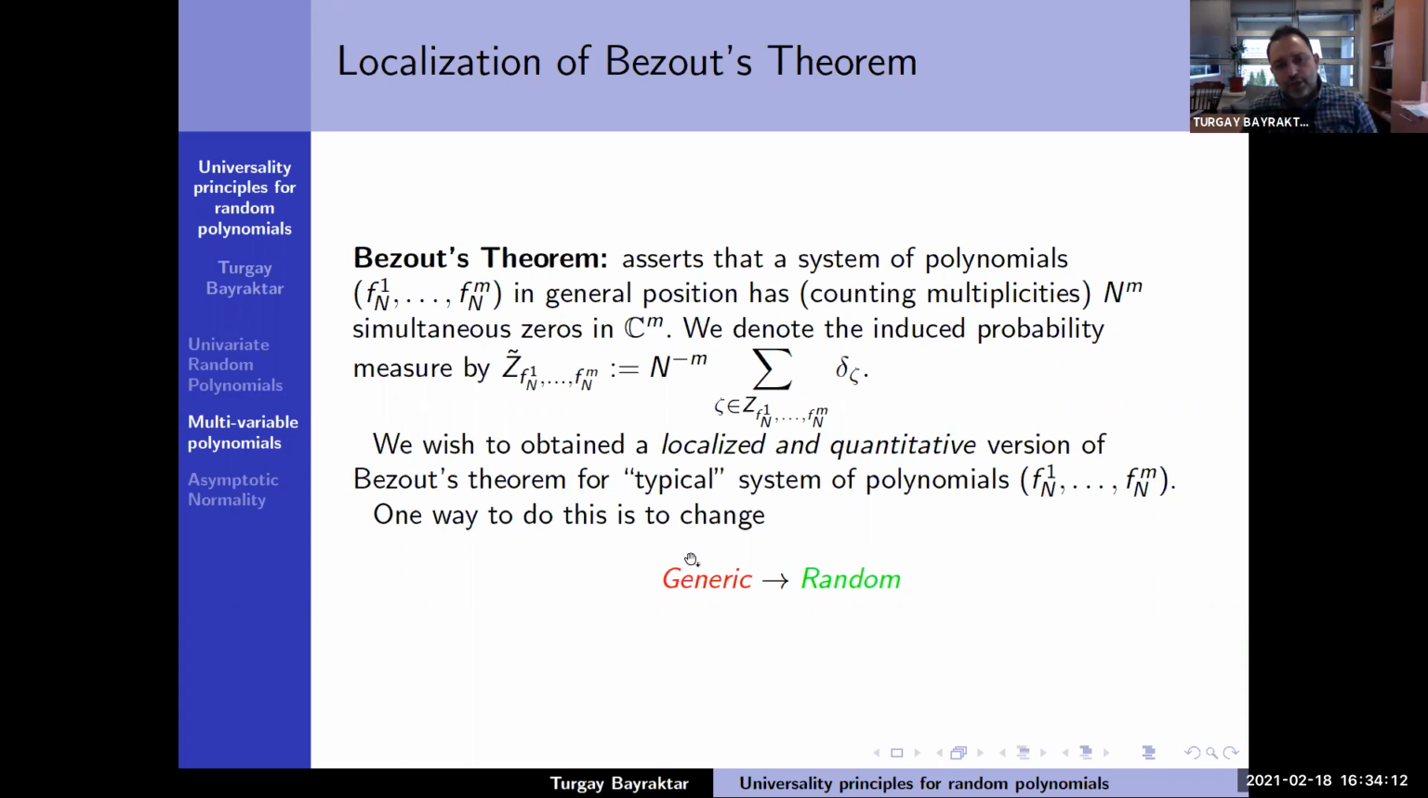But this generic is not like in Bézout's theorem, where it just meant general position. That means that the coefficients, if you think of them as vectors in C^(d_n), where d_n is the dimension of the space of polynomials, lie away from a hypersurface. Now here, generic or typical means random. So I will convert this term generic to random and try to localize this theorem.